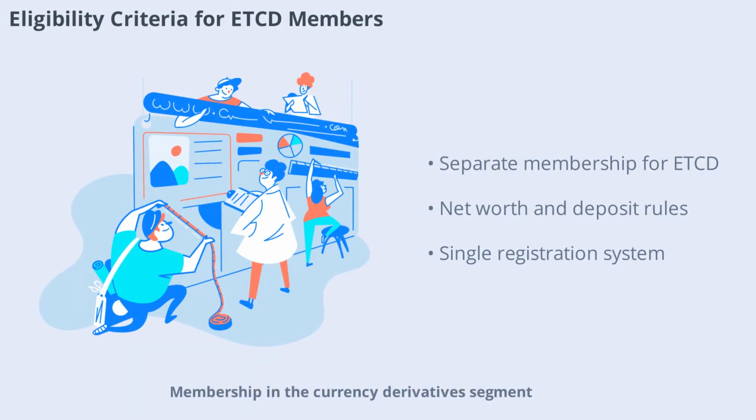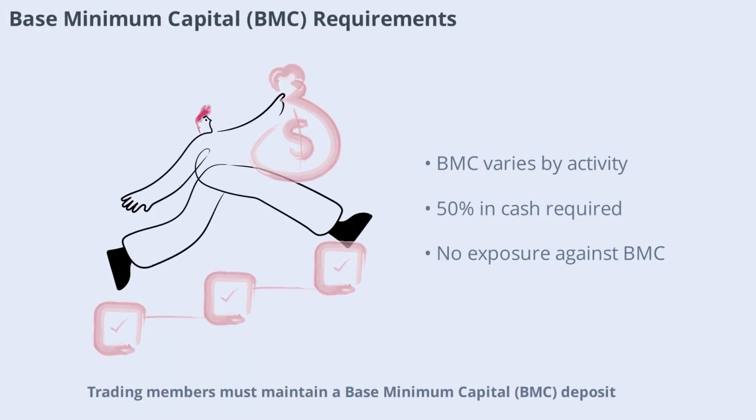Membership in the currency derivatives segment is separate from other exchange segments. SEBI's stockbrokers regulations specify net worth and deposit requirements for brokers and clearing members. A single registration now covers all exchanges and segments, simplifying the process for new and existing members. Trading members must maintain a base minimum capital (BMC) deposit which varies based on their trading activities.